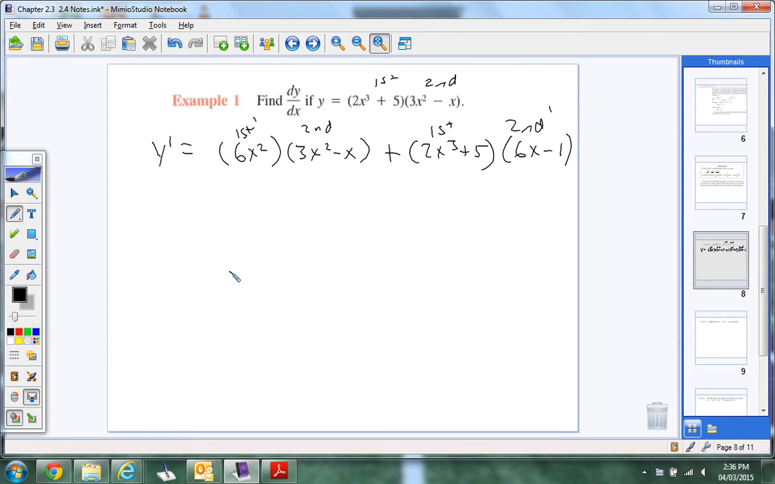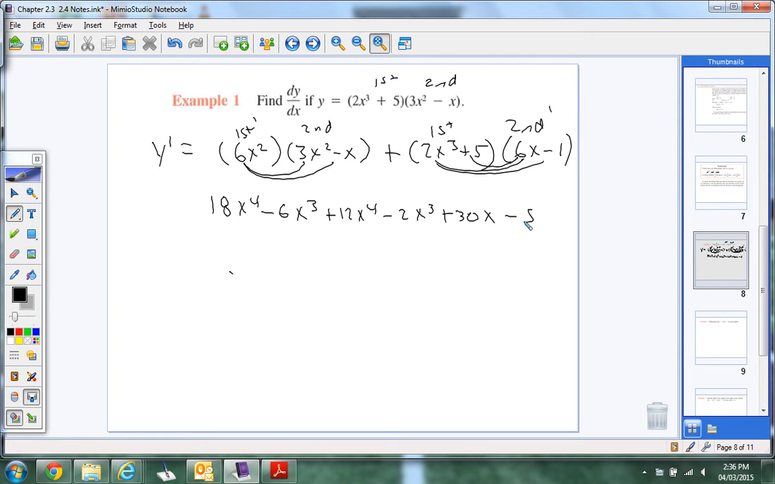Now from here, we want to simplify. 18x to the fourth, just multiplying, minus 6x cubed, so not 16. Just distributing. You have to FOIL this one. 12x to the fourth minus 2x cubed plus 30x minus 5. From here, we want to combine all of our like terms, and then we'll be done.